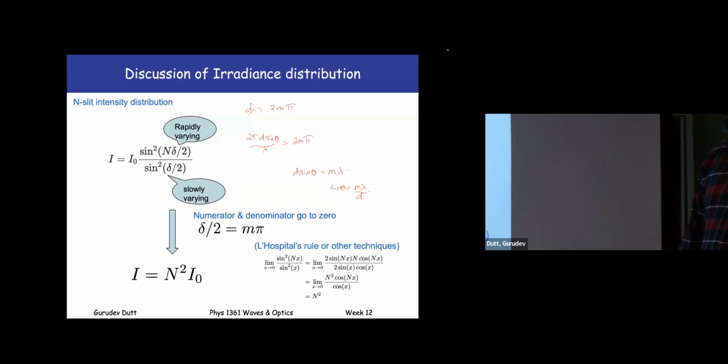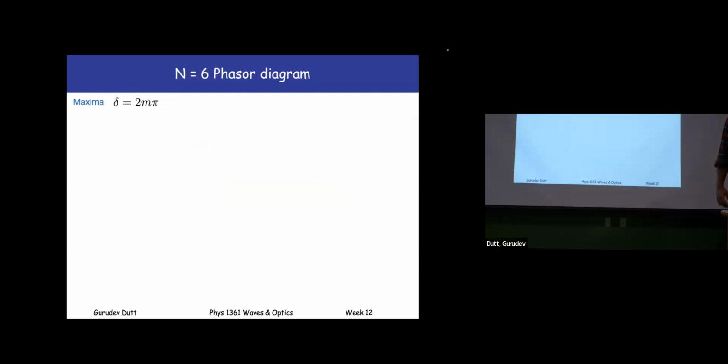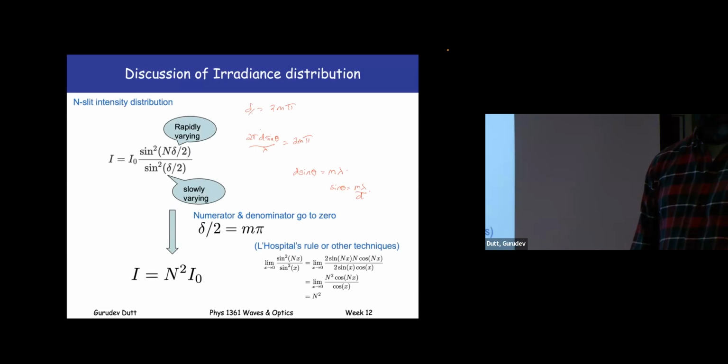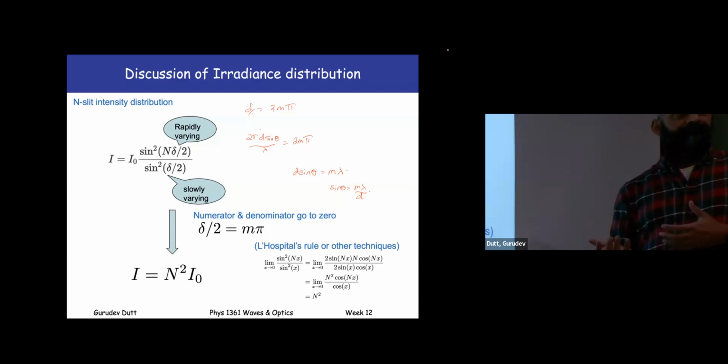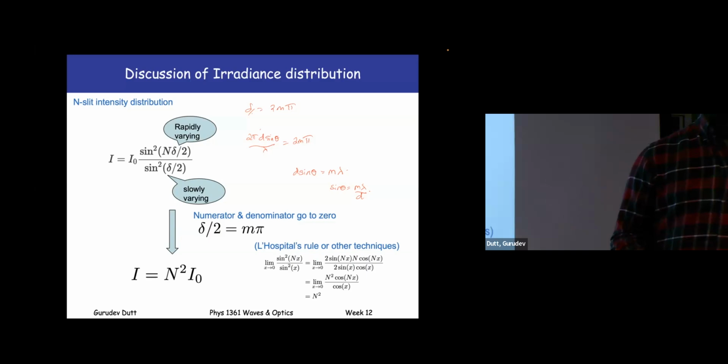So this is the maxima, delta equals 2m pi. I just showed you that on the previous slide. And now I want to do this for, say, 6 slits. If I have 6 slits, then I'm going to take the phasor from each slit and add it up, just to show you why this factor of 36, or n squared, comes about.